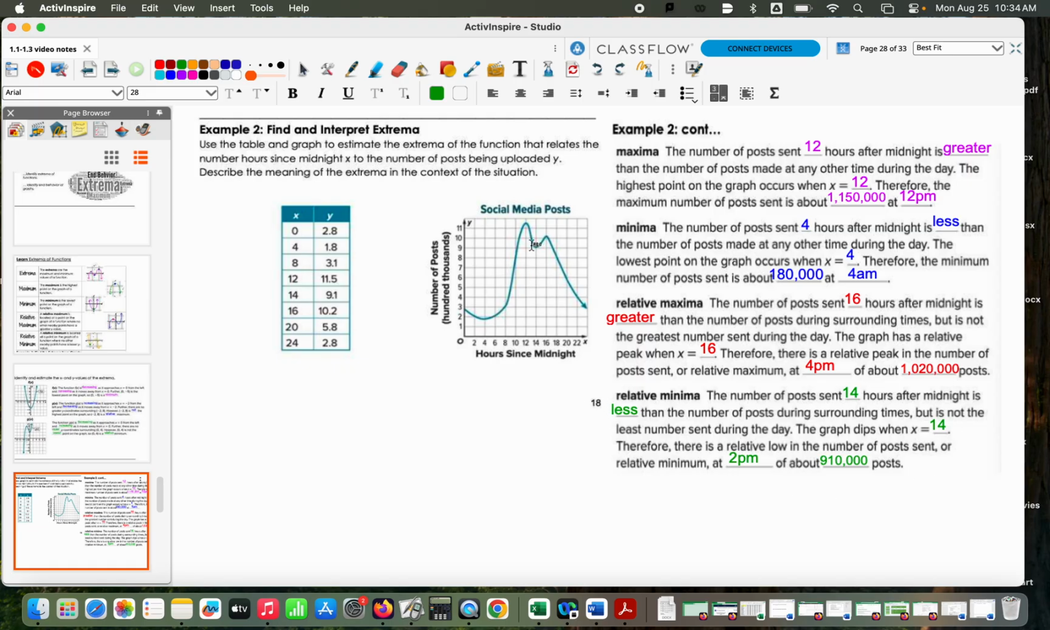The last one is a relative minimum. There's a relative minimum right here between all this stuff, at about 14 hours after midnight, because it's less than the surrounding times there, but it's not the lowest number sent. This graph dips when x is 14. We read our table, that's 9.1, so 910,000 posts. 14 hours after midnight would put you at 2 p.m. So we'll talk about end behavior next.